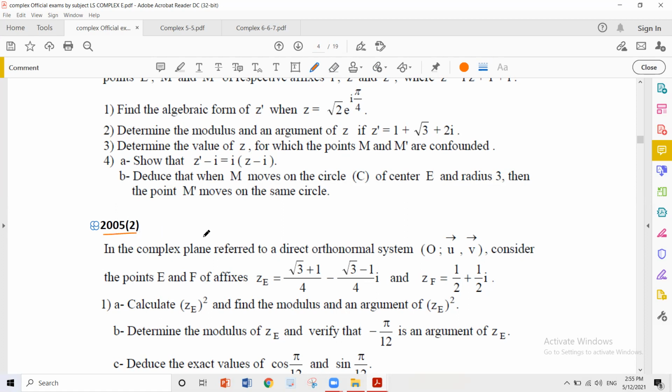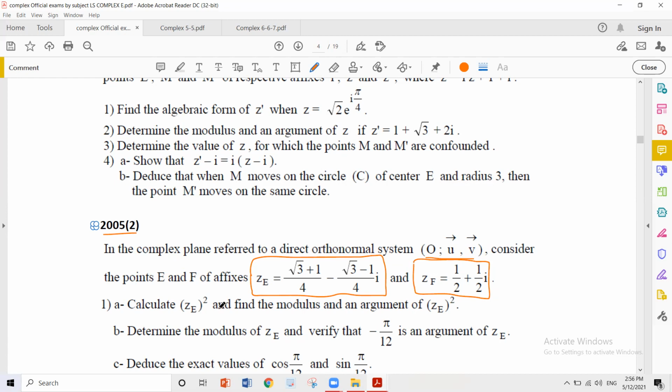(2005) second chance. In the complex plane referred to a direct orthonormal system OUV, consider the points E and F of affixes ZE equals (radical 3 plus 1) over 4 minus (radical 3 minus 1) over 4 i, and ZF equals half plus half i. Part 1. Calculate ZE squared.